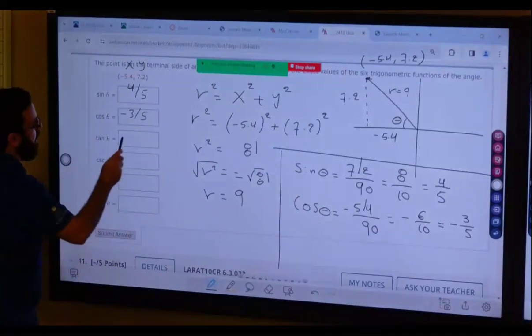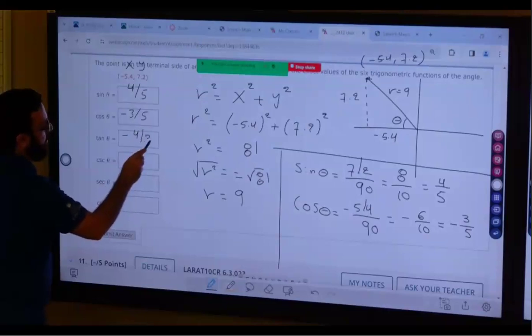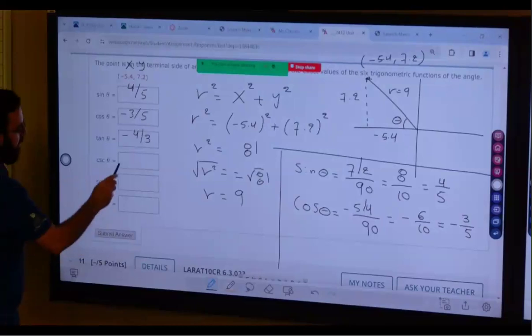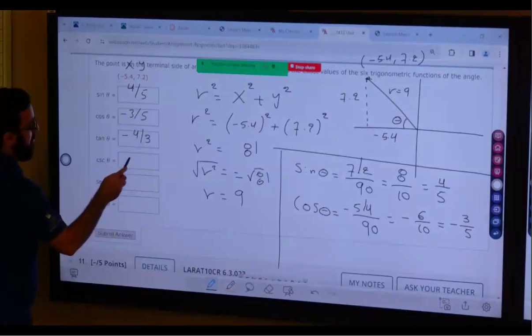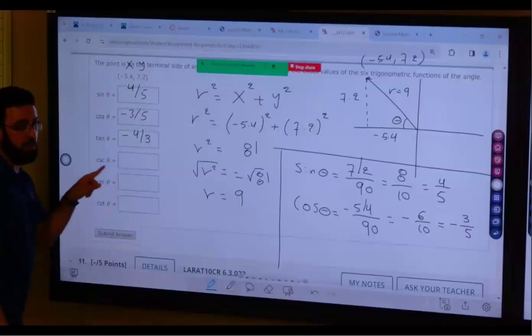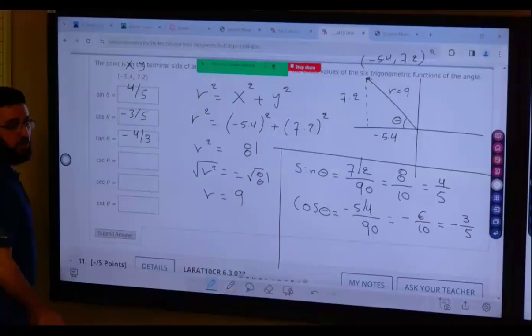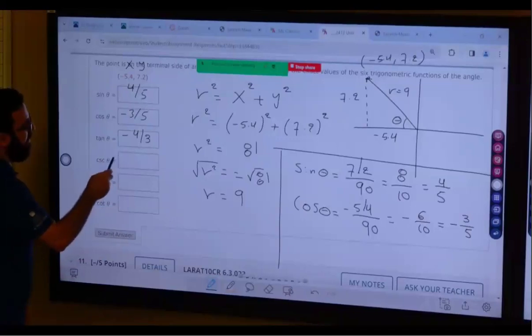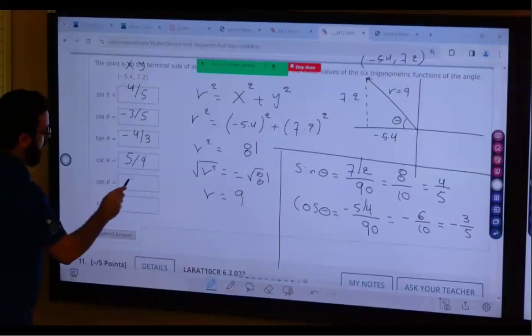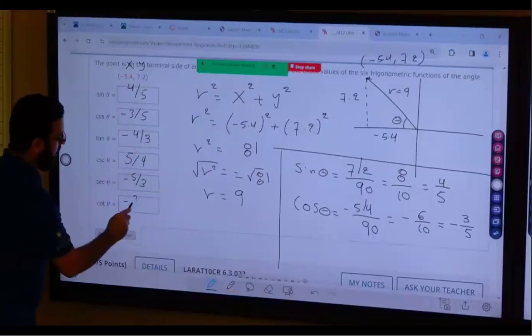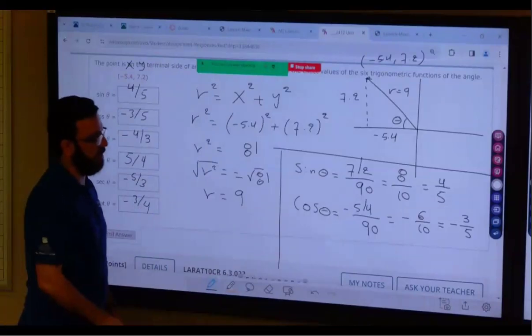Tangent is negative 4 over 3. Cosecant is 5 over 4. Secant is negative 5 over 3. Cotangent is the opposite here, so it's negative 3 over 4. That's it.